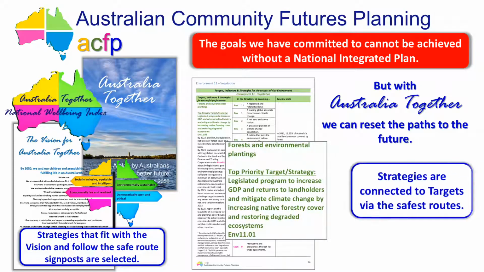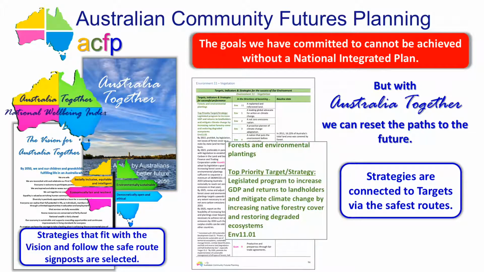All the strategies in Australia Together are connected to and aimed squarely at targets that we must reach if we are to pass on a decent standard of living to the next generations and maintain or improve the present standard for current generations. But more than that, the strategies and targets are connected in such a way as to help us see that they are likely to be the right strategies and targets because they take us towards the agreed destination, not away from it, and they take us there via the safest directions.